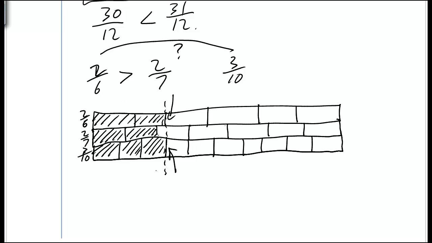So I tend to like to use getting a common denominator, because once you do it, you know you're right. But sometimes you can just look at a couple of fractions and say, oh, this one's bigger than that one.